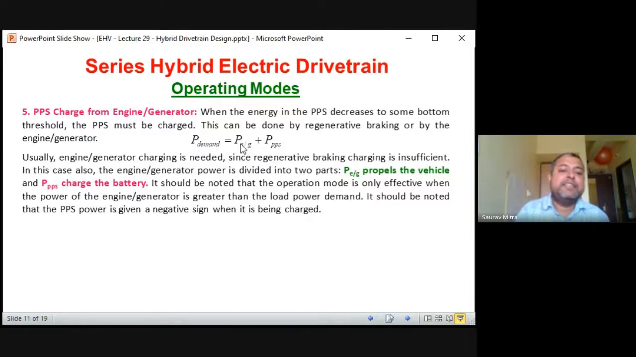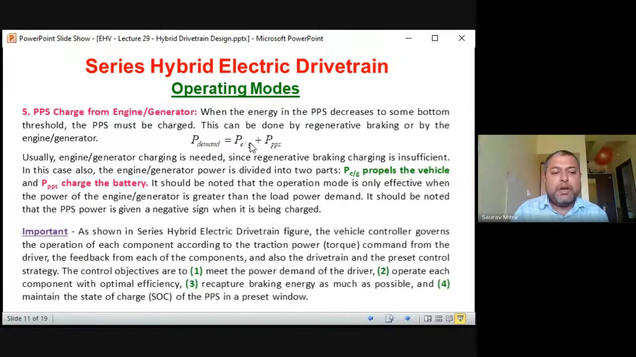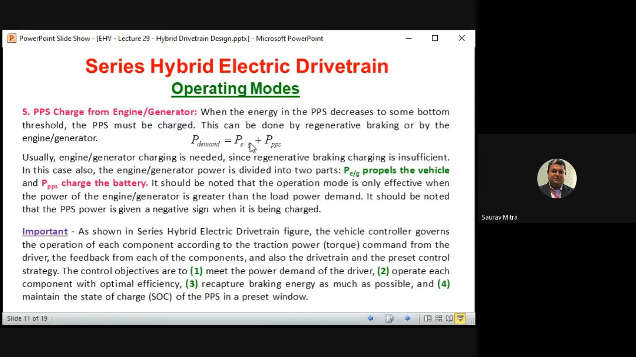Whatever the engine generator is doing, it is giving the main power to the vehicle, and it is also charging the PPS. So what this means is, in this specific case, PPS charge from engine generator, this plus sign is actually minus. That means PPS power is actually negative. It is drawing power from the PEG. Important, as shown in the series hybrid vehicle drivetrain figure, the vehicle controller was at the top, the main brain of the vehicle. It governs the operation of each component according to the traction power command from the driver.